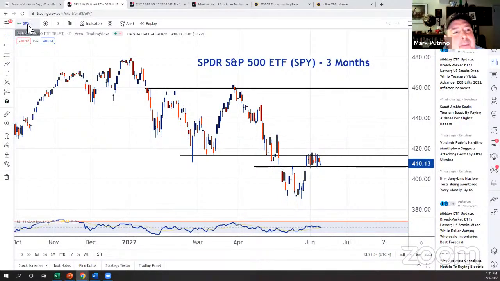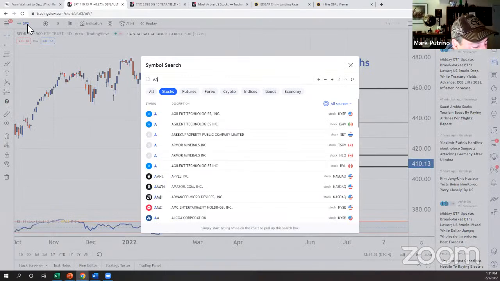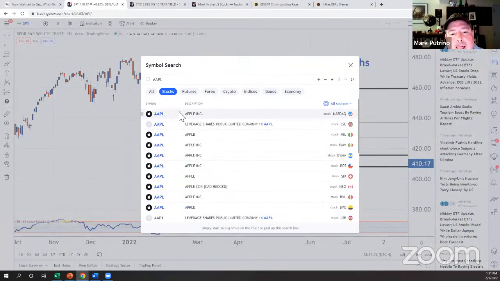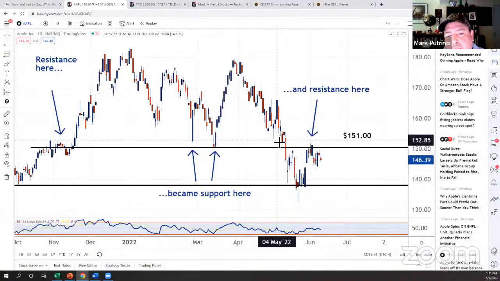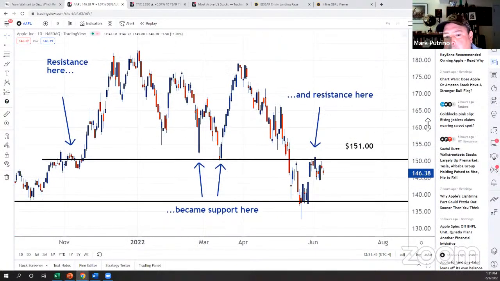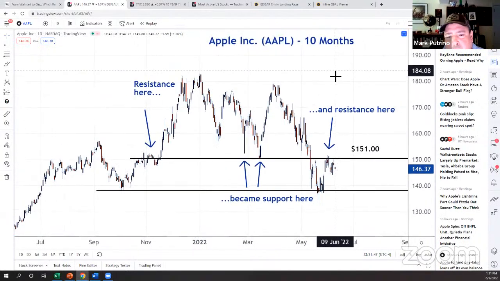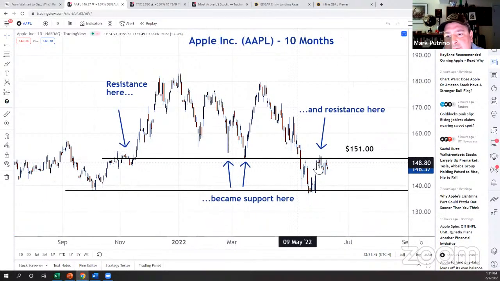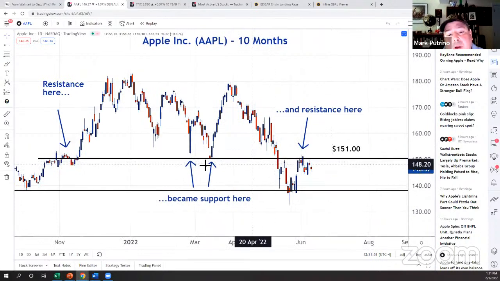So Apple is the biggest stock in the market in terms of market cap. And Apple is trading below this very important 151 level. So why is this 151 level important? Well, I don't know, but we can see it was resistance back here. We get a sell-off, and now we have this concept of levels that were resistance converting into support.